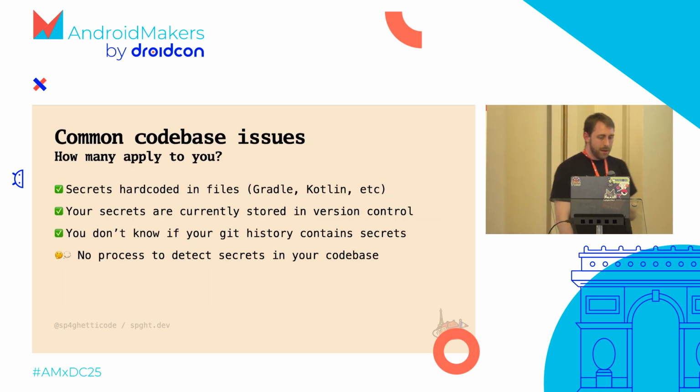So we have now got to the point where we can tick off our first of 3 common code base issues that we might face. But let's now think about a process. How can we start detecting secrets in our code base? And what might be a good strategy to bring this into your organization?